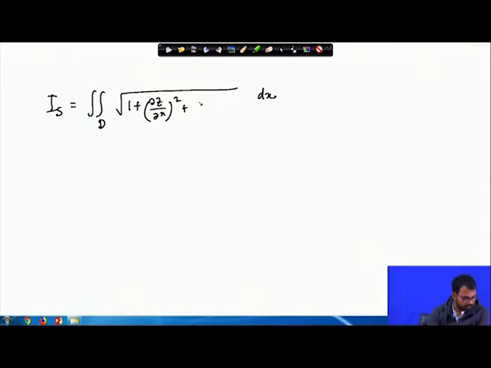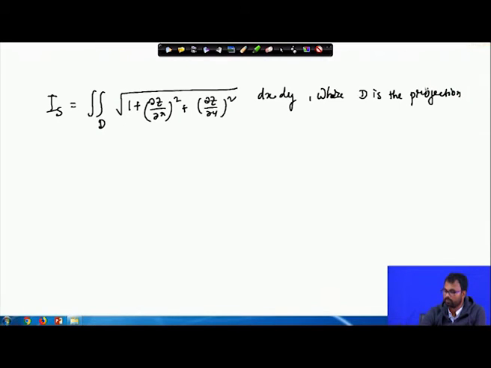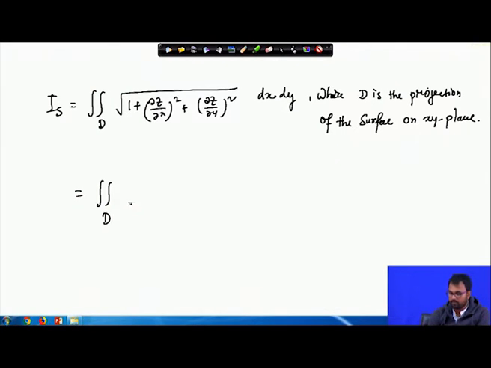So if we do all those calculations, then we will obtain the surface integral, which I am going to write as I_S equals integral over the domain D of the square root of 1 plus del z by del x squared plus del z by del y squared dx dy. So it's a formula basically, where D is the projection of the surface on the xy plane, right? And if I do the projection on, let's say, the zx plane, then in that case this will be del z by del x.